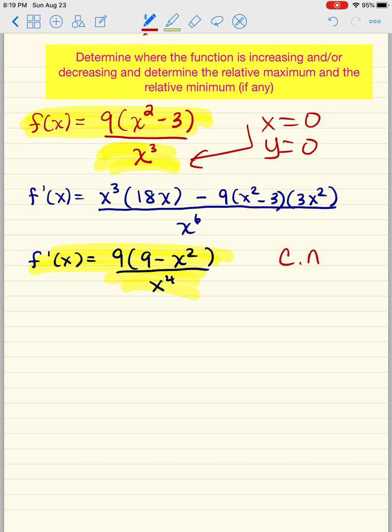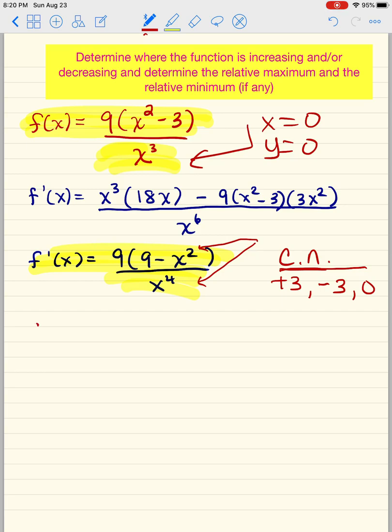What are the critical numbers? So I'm going to just say Cn. Well, where does the numerator equal 0? Well, the numerator equals 0 at plus 3 and minus 3. Isn't that true? If I put a 3 here, 3 squared is 9. 9 minus 9 is 0. If I put a negative 3 there, right? Where is the denominator equal to 0? At x equals 0. So there are three critical numbers. Remind yourself that a critical number is where the derivative is equal to 0 or the derivative is undefined, okay?